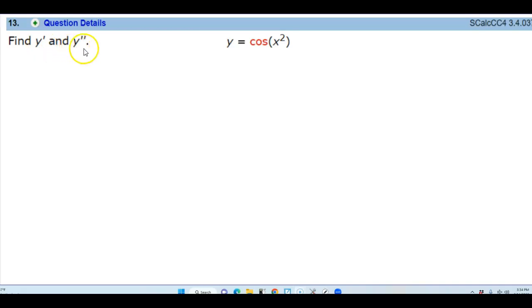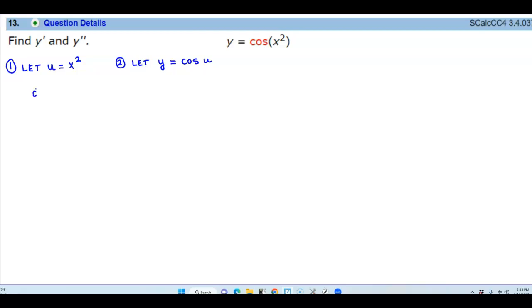Find y prime and y double prime of the function y equals the cosine of x squared. So the first thing we're going to do is let u represent the inside function. So u is going to equal x squared, and therefore we would then let y equal the cosine of u.